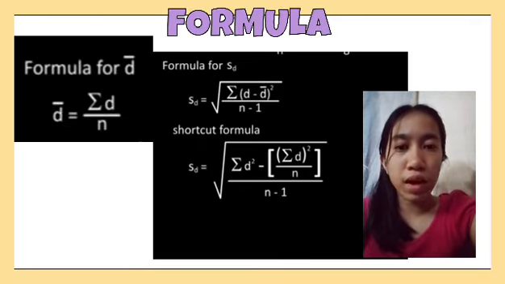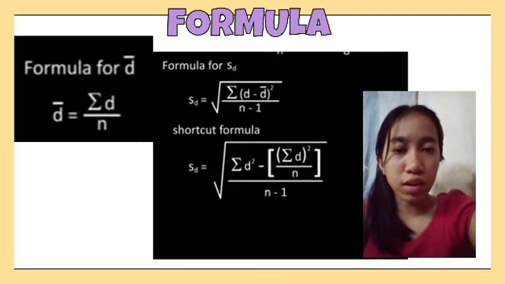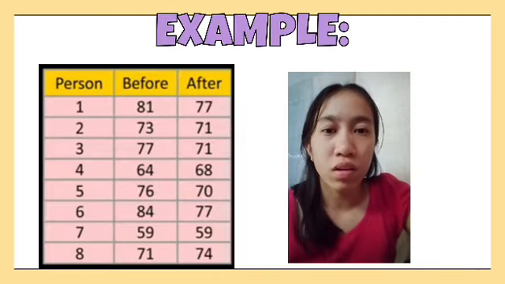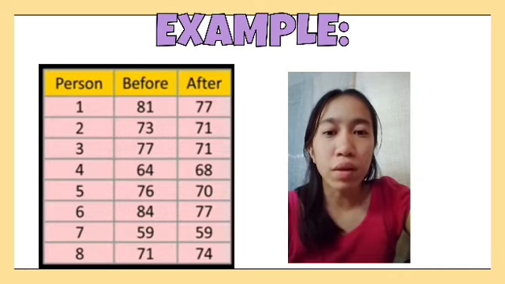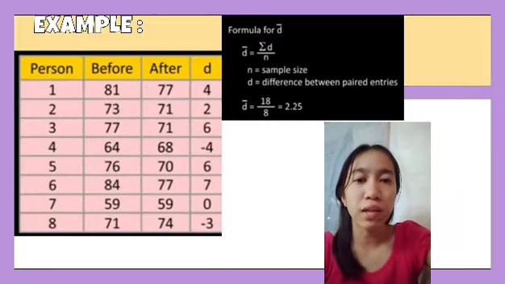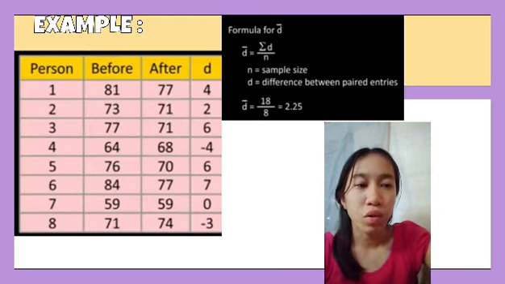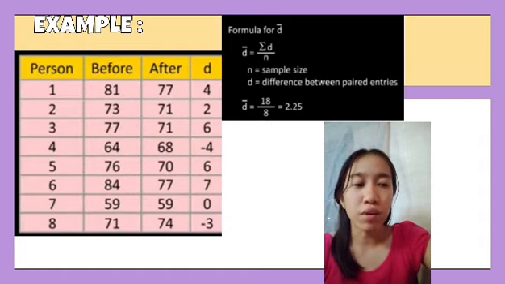Here is the formula in finding the d-bar and the standard deviation. So let's proceed to our example. The example table includes 8 persons with 2 different scores. First, we need to find the value of D. So we simply subtract the after result from before. So 81 minus 77 is equal to 4. 73 minus 71 is equal to 2. 77 minus 71 is equal to 6.